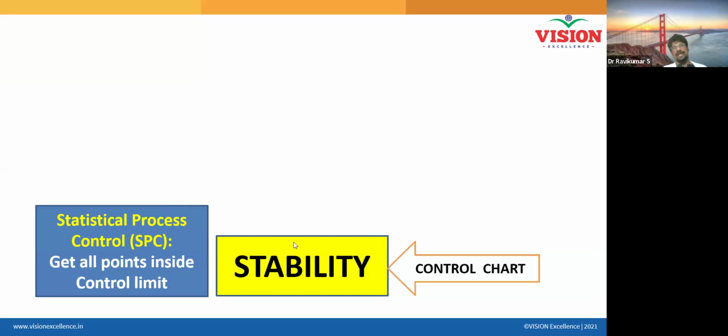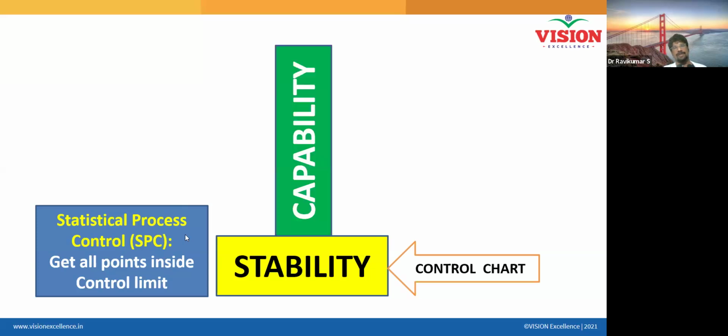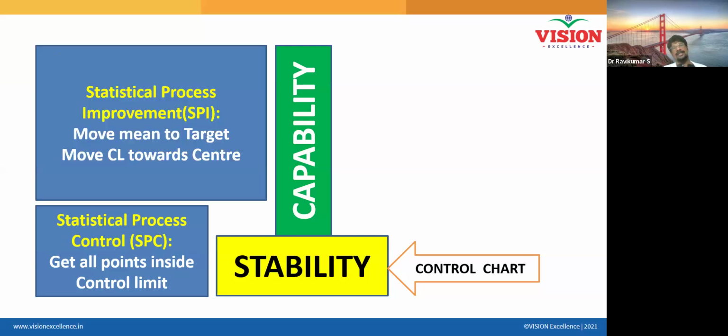So control charts help you to find out the stability of the process. Okay, if you find that your process is highly stable, that is, whenever you develop a control chart, the data falls within the control limits only, in that case, you can think about improving your process. That is called process improvement through statistical methods.